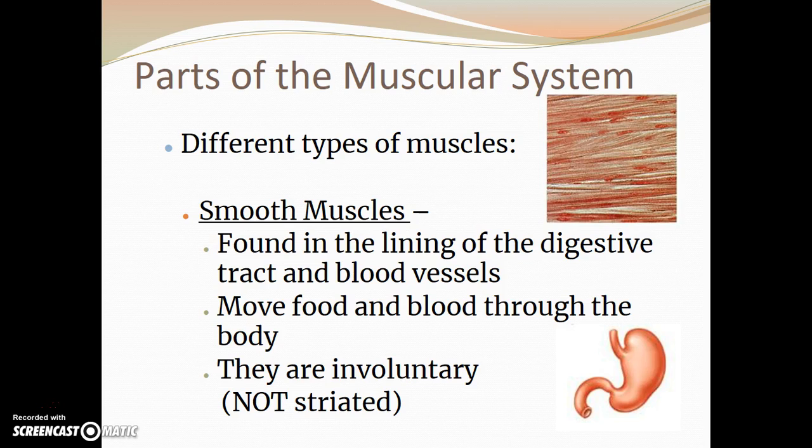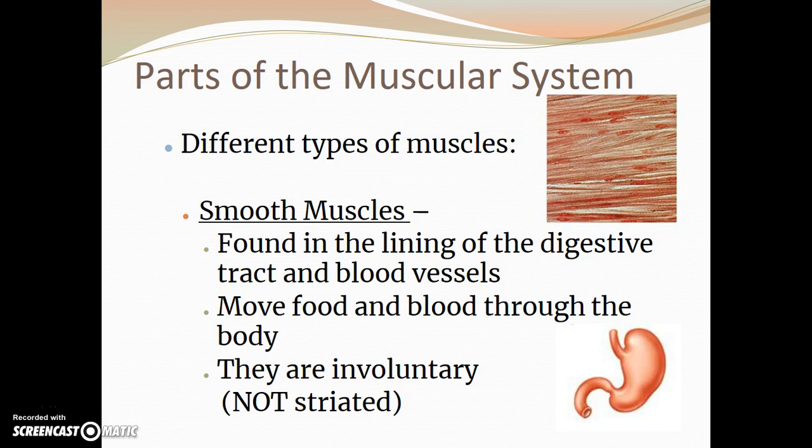Yes, our cardiac muscle, which makes up our heart, is the pump for the blood, but that blood is helped along its very long path throughout our body by muscles in the blood vessels. Again, like cardiac muscle, the smooth muscles are involuntary.